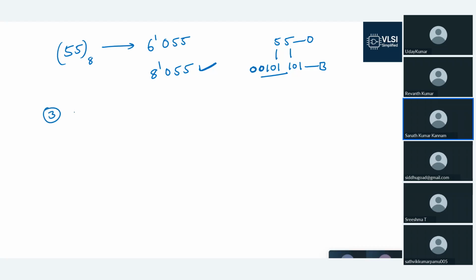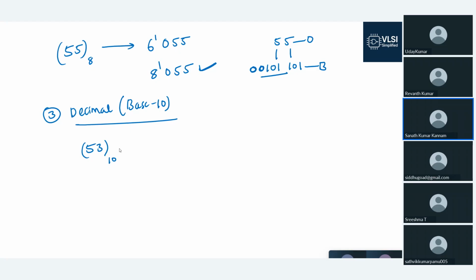And next, the third one is decimal. Decimal number. So what is the base of decimal? The base is 10. Let us take 53 to the base 10. So how are we representing it?